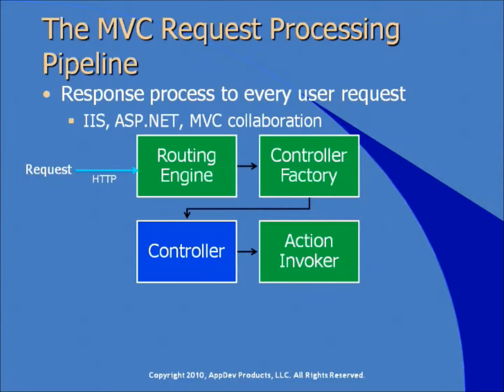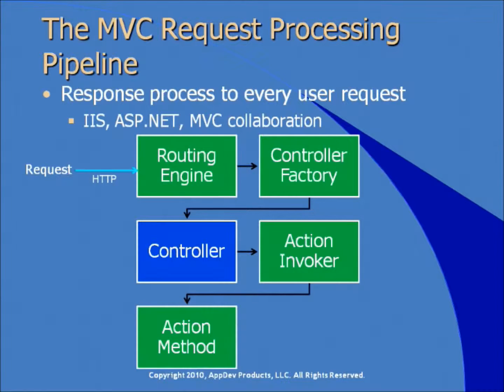So assuming that the invoker finds an appropriate action method, it then executes the method. And that culminates in a selection of a view to return to the user. And it returns that view via HTTP in the form of a response. But there are other forms of responses as well. So that's the overall request processing pipeline. Now let's talk a little bit about how the action invoker selects the correct action method.